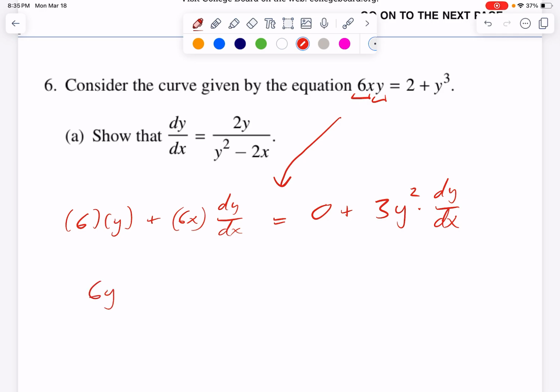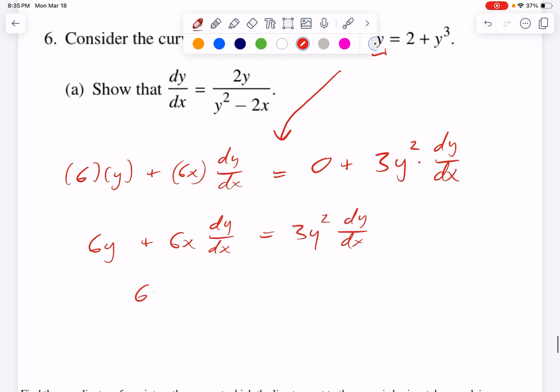So we have 6y. Well, let's just write this clearly and then clean it up. 6y plus 6x dy/dx equals 3y squared dy/dx. We want to isolate dy/dx, so let's get both of those terms on the same side.